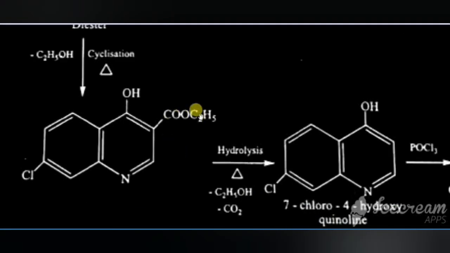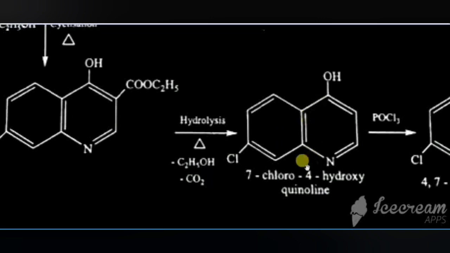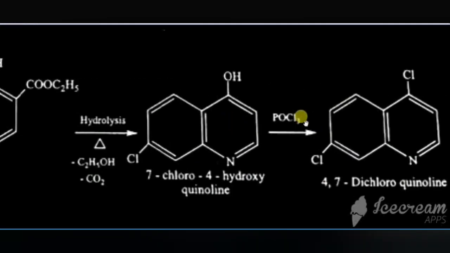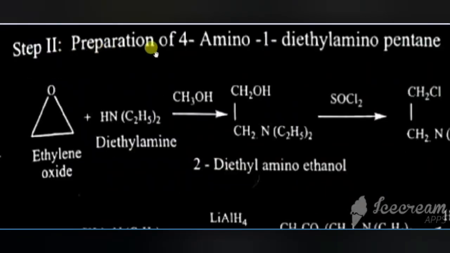This on hydrolysis, what happens? Here we have ester, no, already we have known ester. On hydrolysis we are getting acid. That acid on decarboxylation, here simply we have hydrogen in that place, carbon dioxide also would be going, and we are getting this one, that is called 7-chloro-4-hydroxyquinoline. This on chlorination by means of POCl3, OH is replaced by Cl. So, that is step 1. What is that? We are getting 4,7-dichloroquinoline.